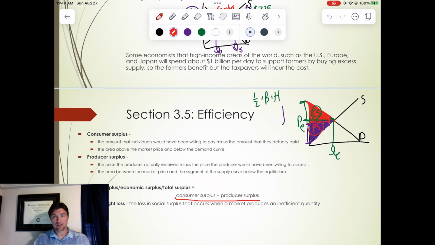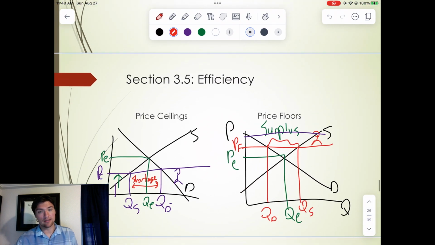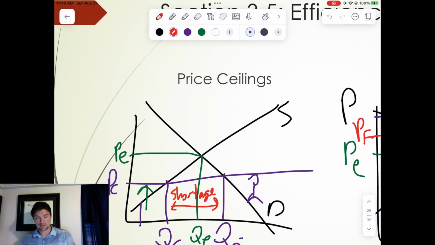Well, what about deadweight loss? Deadweight loss is essentially money that is just gone. You'll never get it back. It's the loss in social surplus that occurs when a market produces an inefficient quantity. Basically, you're not at equilibrium, so you are losing surplus somewhere. And that definitely happens when we're talking about price ceilings. Because what's happening? You're not at equilibrium.